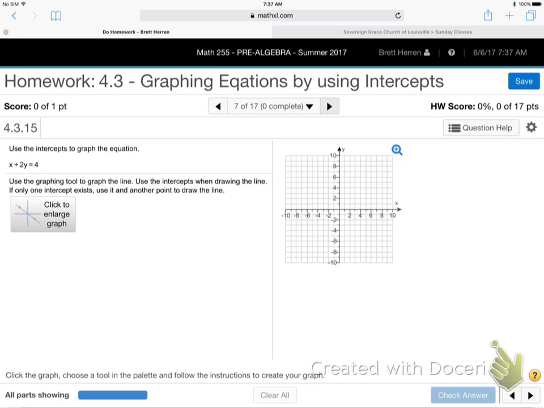Okay, x plus 2y equals 4. Let's try that one. Same kind of thing. x plus 2y is 4. They're saying use the intercepts to graph, meaning find the 2 grid line points. So go ahead and do that. Make an x, y table. Do the double zero thing. Move it down a little bit.